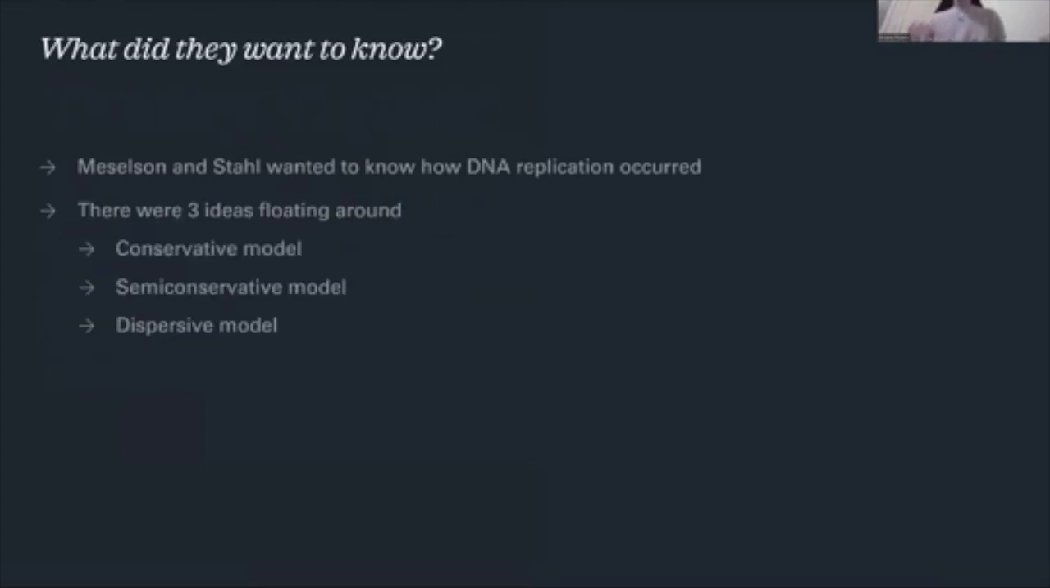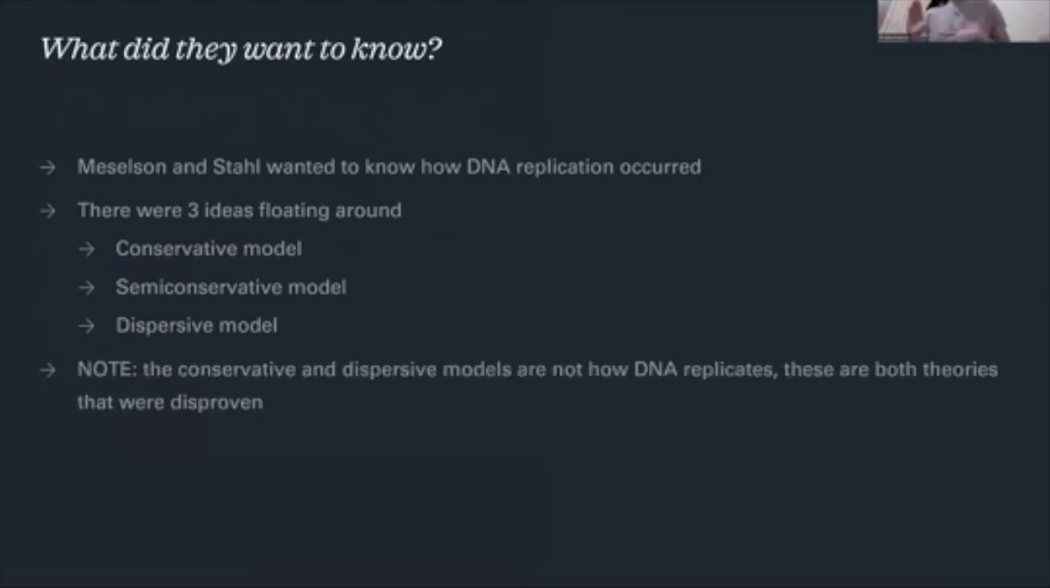We're going to be looking at Meselson and Stahl's experiment. Before we start that, we have to talk about why they even did their experiment. Meselson and Stahl really wanted to know how DNA replication was occurring. There were three models floating around at this time: the conservative model, the semi-conservative model, and the dispersive model. At the end of their experiment, they discovered that the semi-conservative model is how DNA replication occurs. As a note, because of this experiment, the conservative and dispersive models were proven false. These theories are not true.